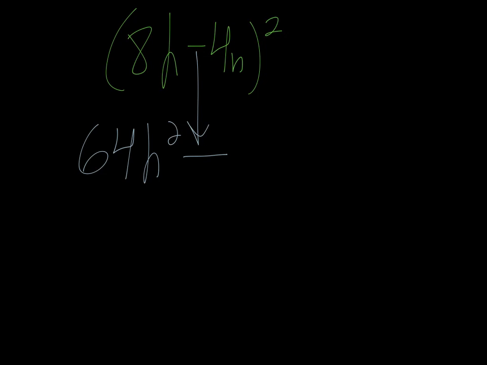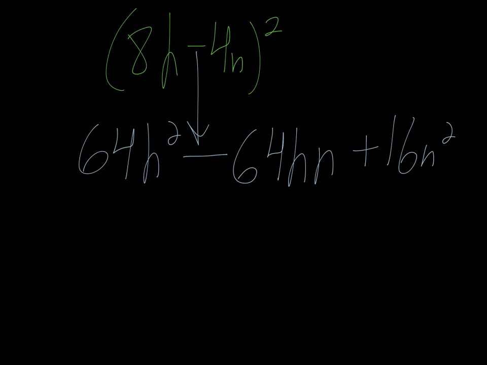And now we need to multiply that by 2, and get 64hn. And then positive 16n squared because it's the last term squared. Again, use those shortcuts. Use them, use them, use them.